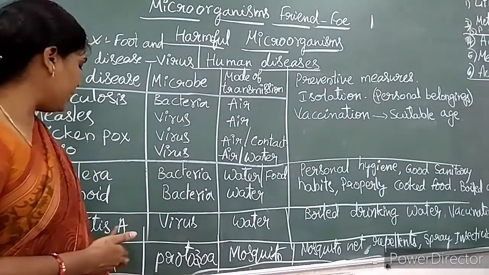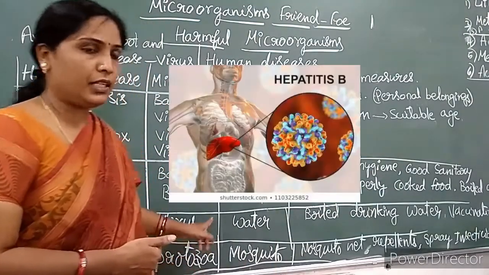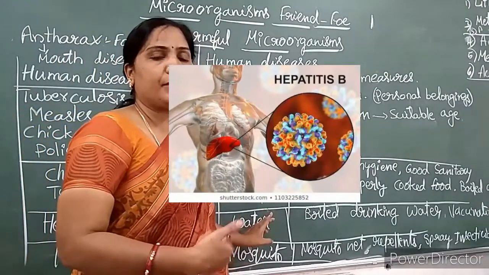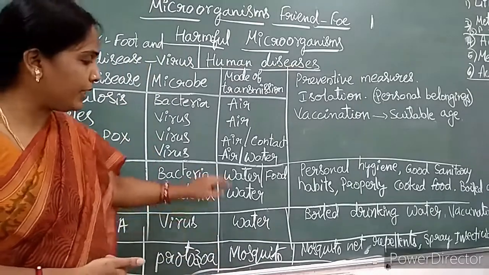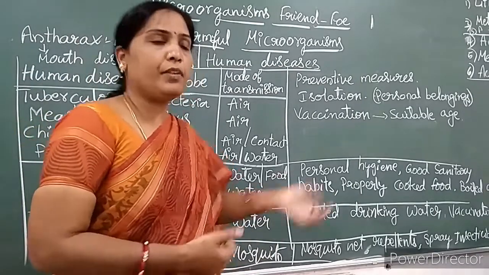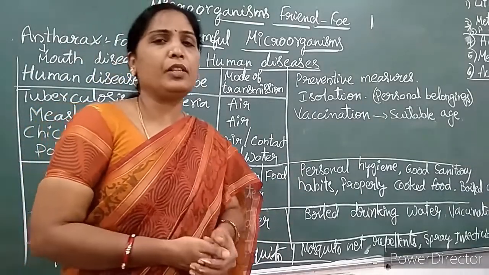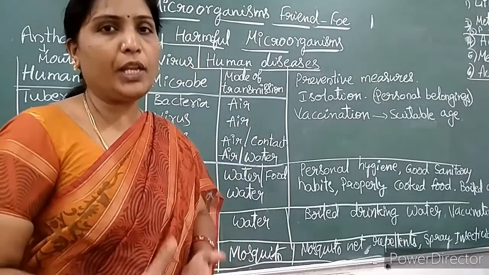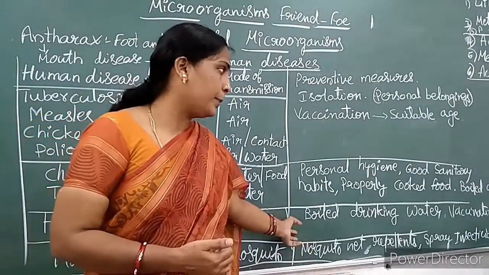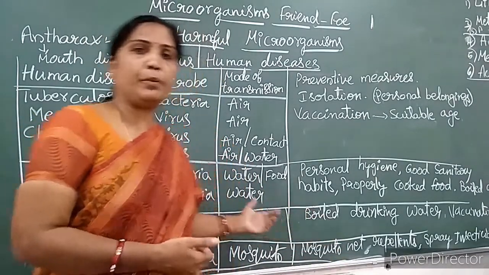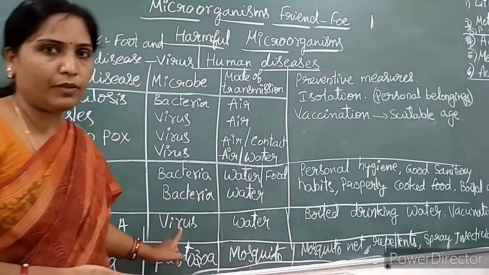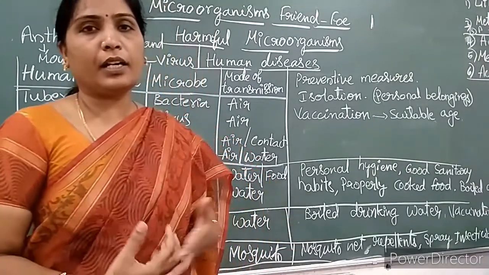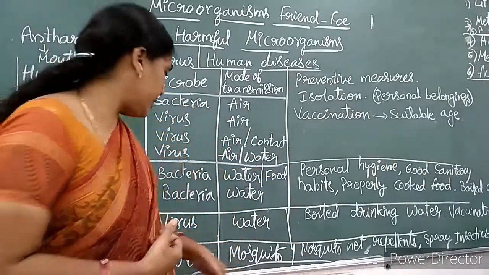And the next one is hepatitis A. This is also caused by a virus and it is also spread by water. The transmission of hepatitis is also by water. And the best prevention method, as we said just now, is boiling. Drinking water should be boiled and then used for drinking. And vaccination for hepatitis is also available. The vaccination should be taken at the proper time, guided by your doctors.